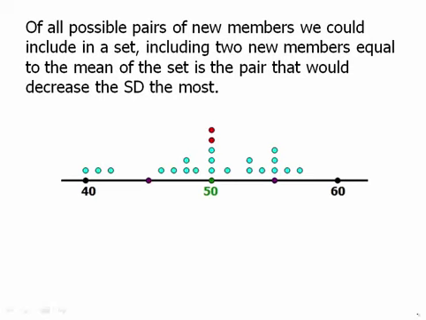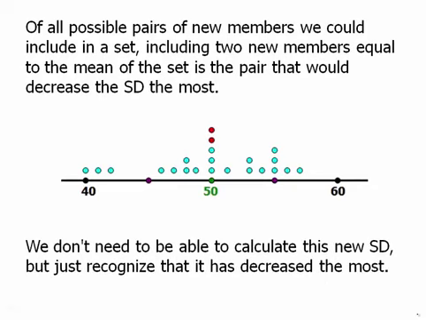So here we go. You can see we've added those 2 points right at the mean. They're going to have deviations of 0. And so if you think of the list of deviations, putting 2 more zeros on that list decreases the standard deviation. And once again, we don't need to be able to calculate this new standard deviation, but we just need to recognize that it has decreased the most.